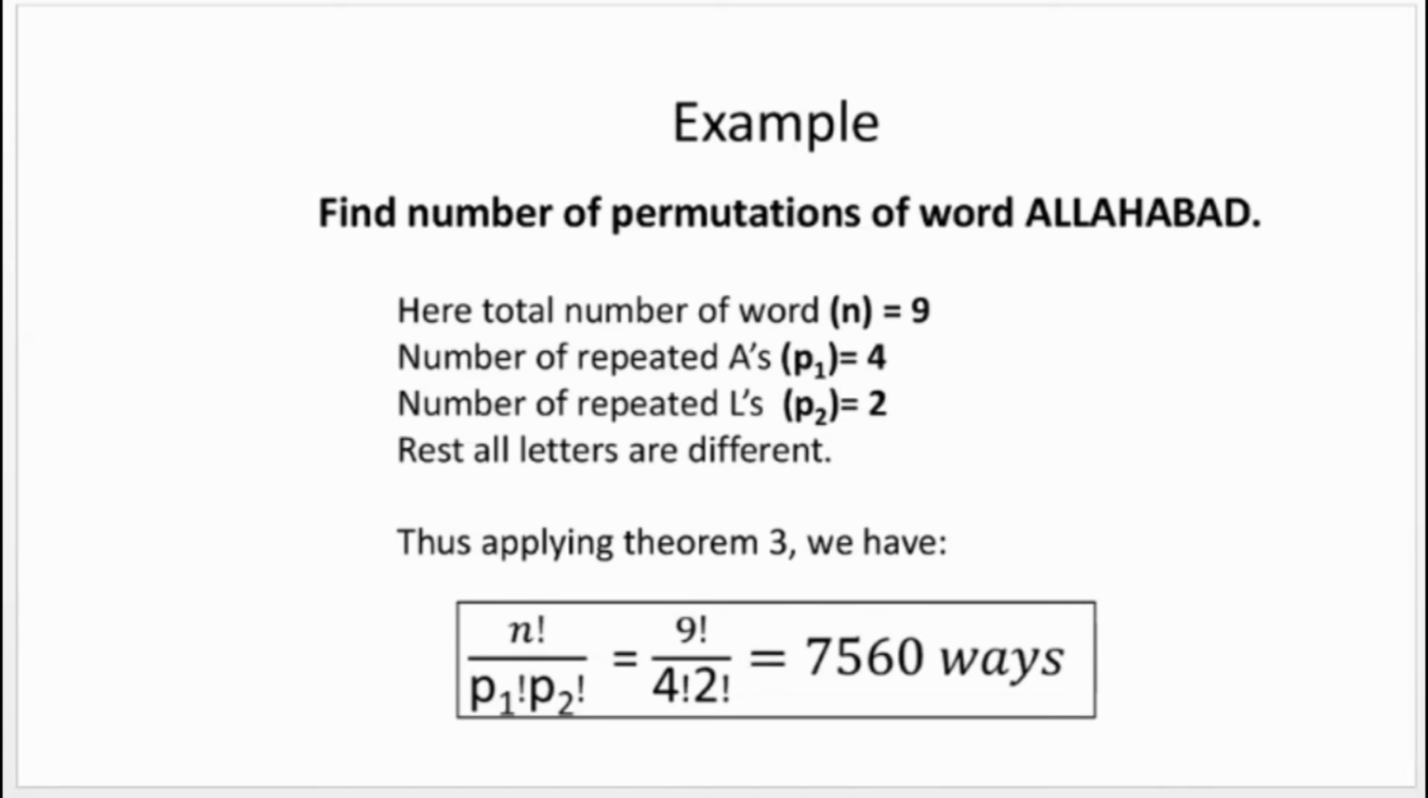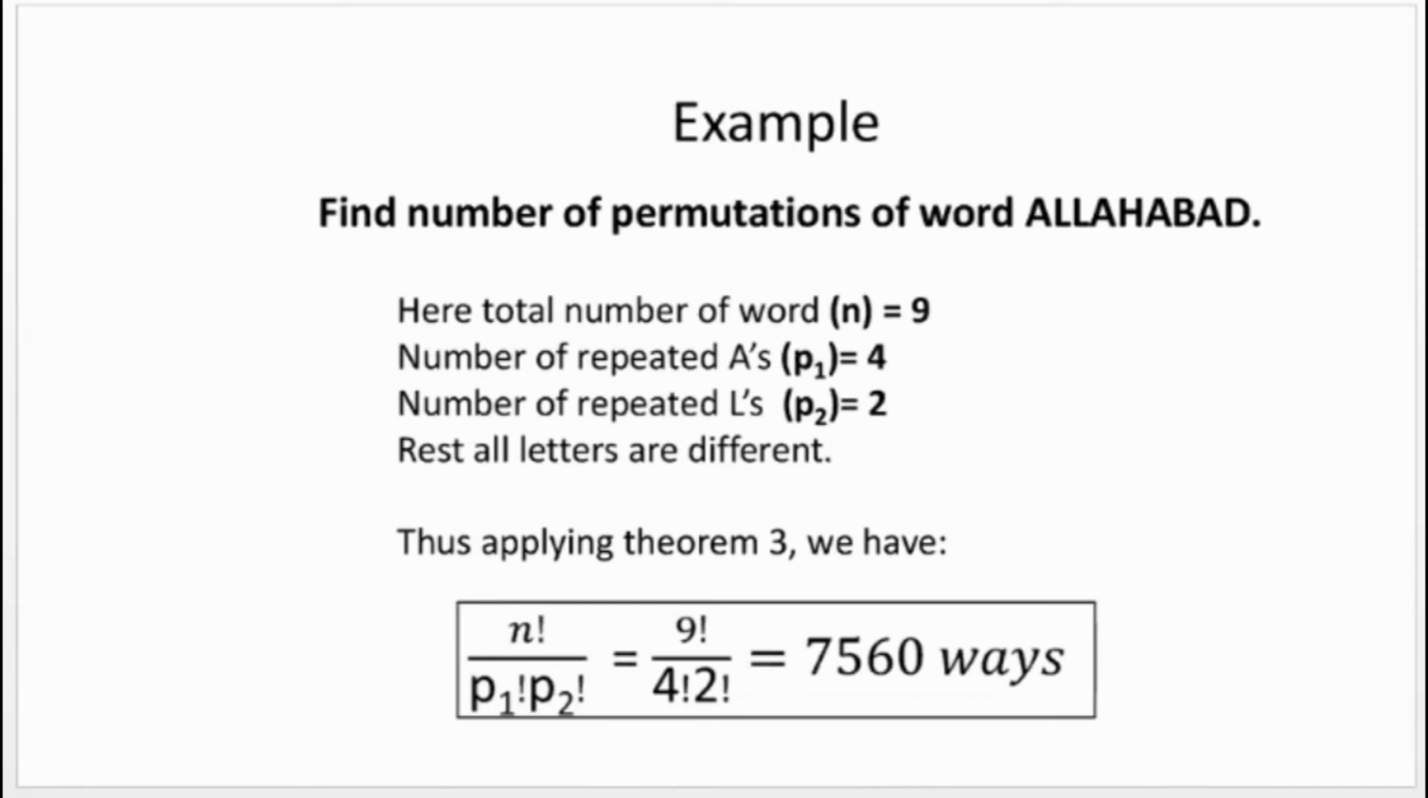So if I am choosing one A in the first location, then I can't allow choosing the second A or the third A in the first location. Due to that, the letter is repeated again and again. If you want to avoid this situation, we can divide by the number of repetitions of the same letters.